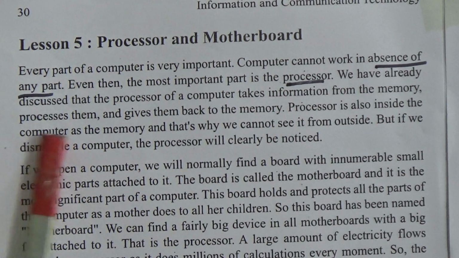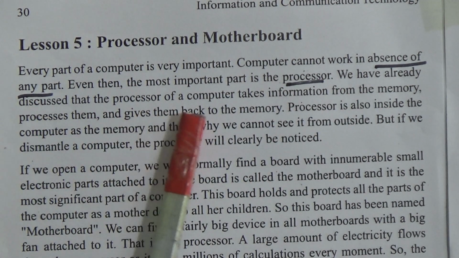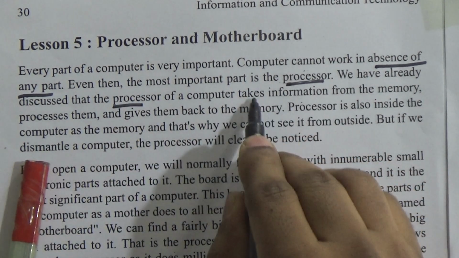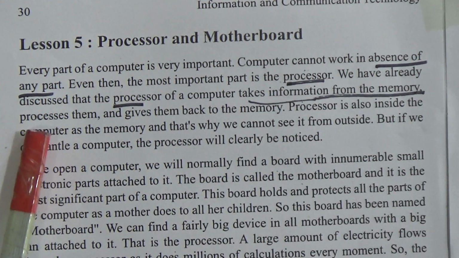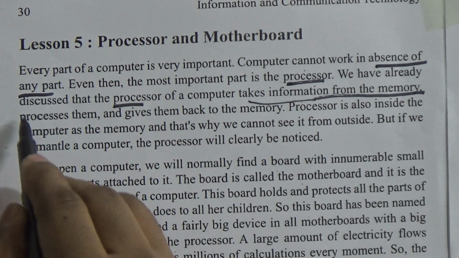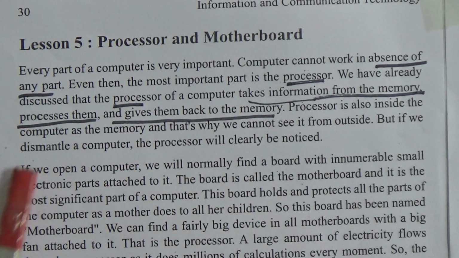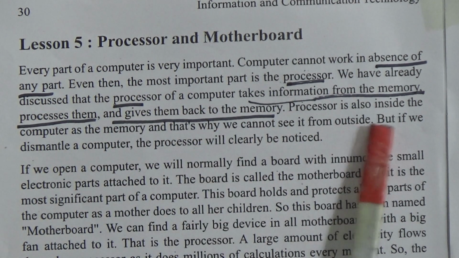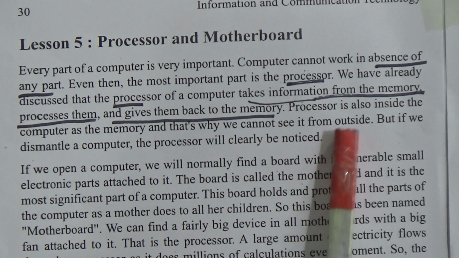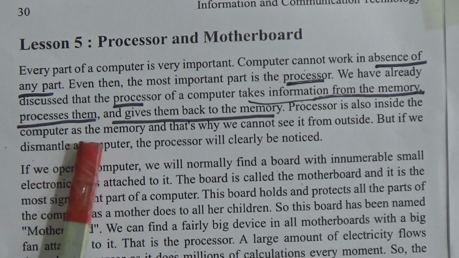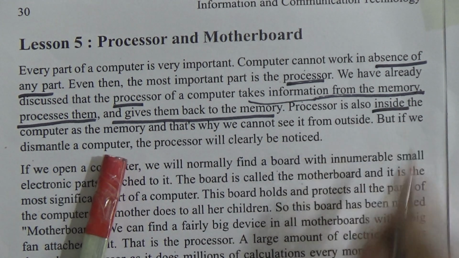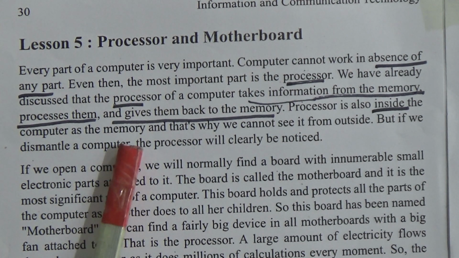We have already discussed that the processor of a computer takes information from the memory, processes them and gives them back to the memory. So, this is the process. What is the process? Processor of a computer takes information from the memory, processes them and then gives back to the memory. Processor is also inside the computer as a memory. That's why we cannot see it from the outside.